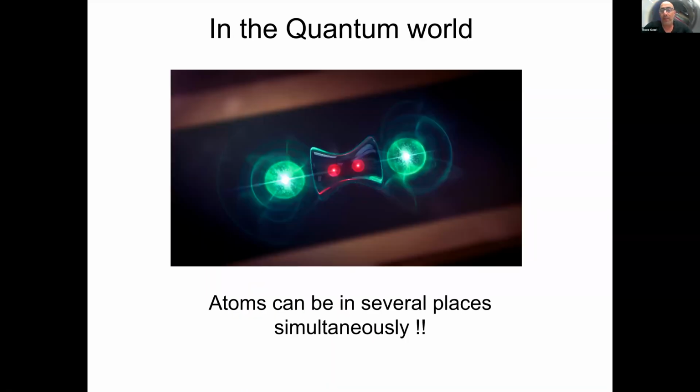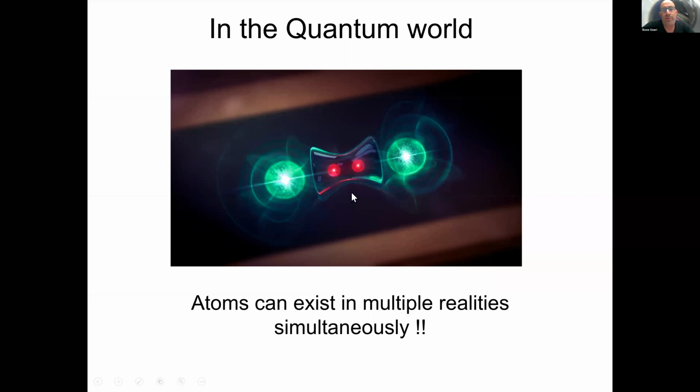So because we think of quantum objects, atoms, electrons, molecules, as waves, we actually describe them as existing in several places simultaneously. And it's not just place, it's actually any physical reality that we think of. These quantum particles can exist in a wave which is spread over all these realities. So for example, I can think of an atom that can be red or yellow. A quantum atom can be both red and yellow simultaneously.